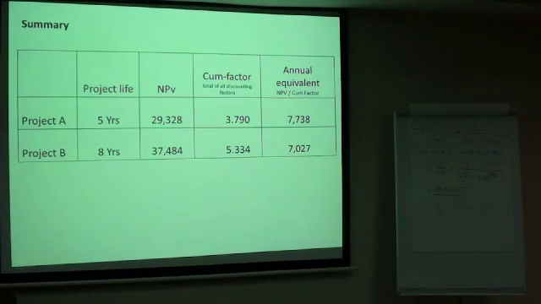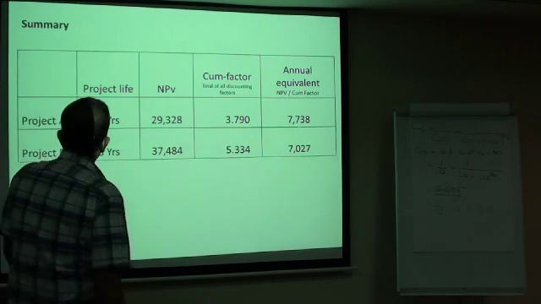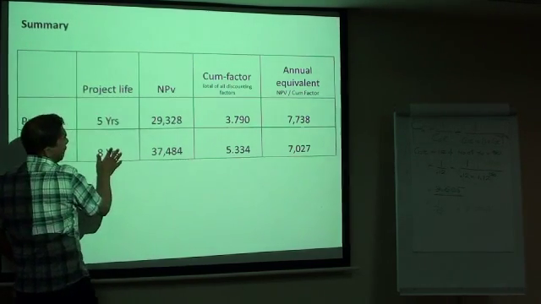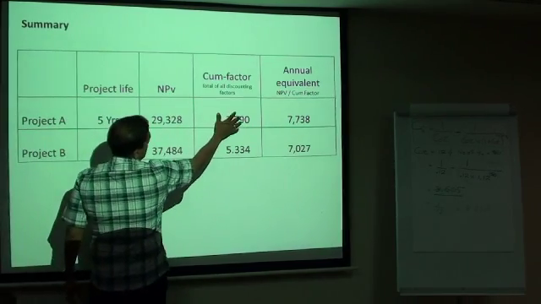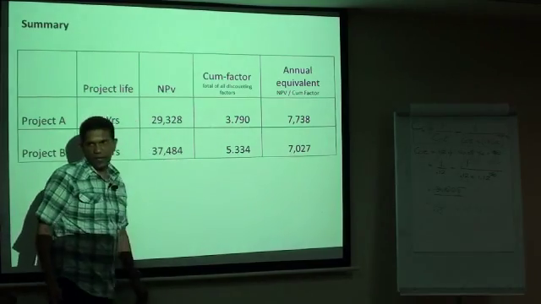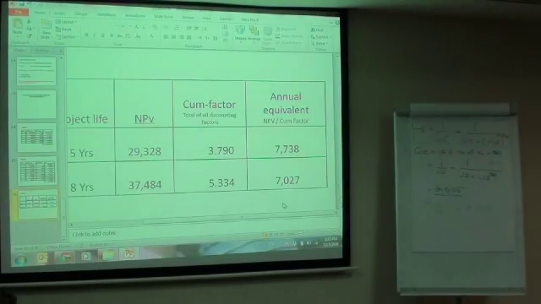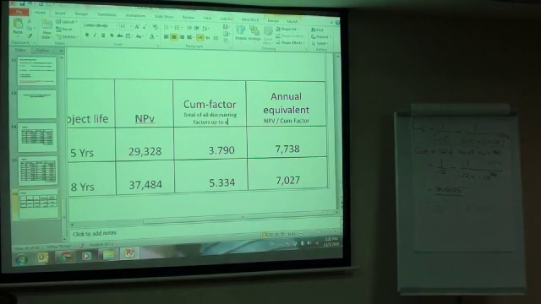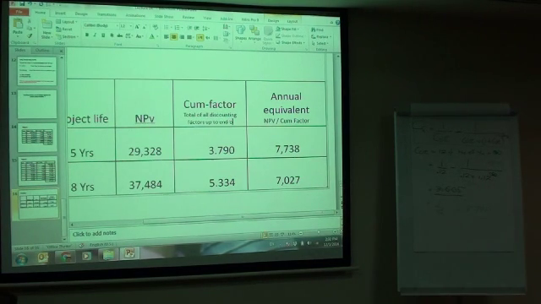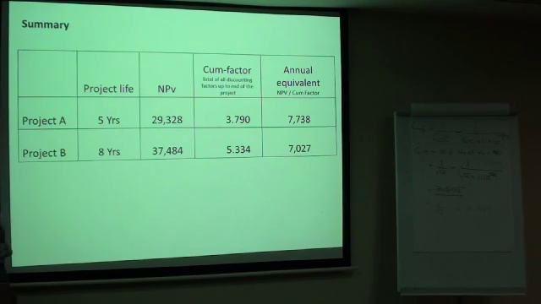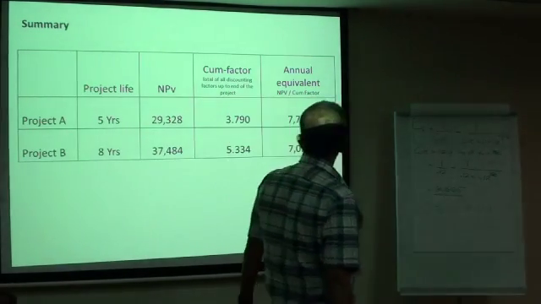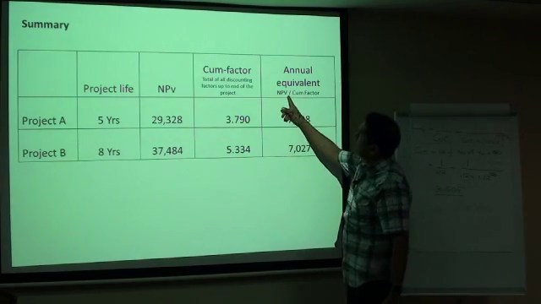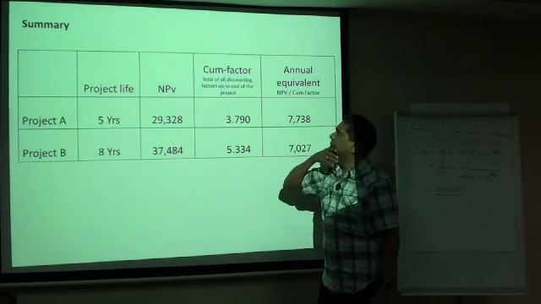So what we do here is we take the project life, we take the NPV, we take the cumulative factor, the total of all discounting factors up to the end of the project. And then we calculate something called the annual value. We call it the annual equivalent, which is simply the NPV divided by the cumulative factor.